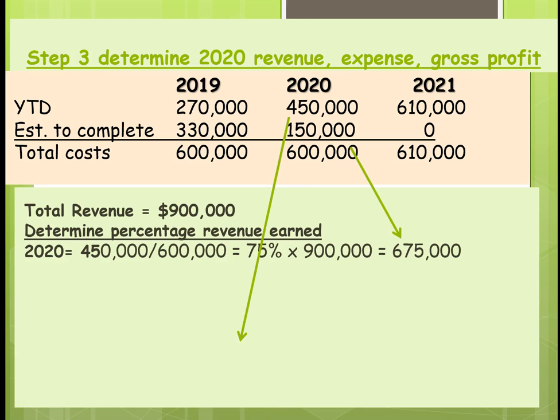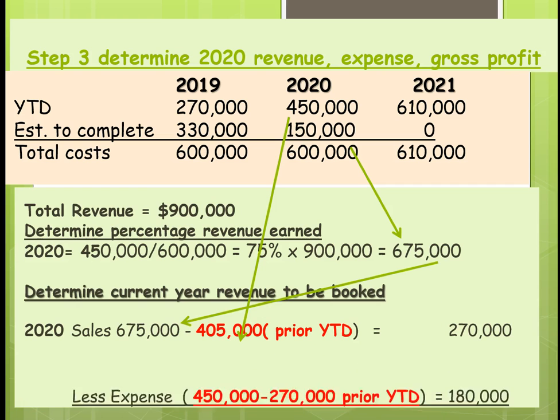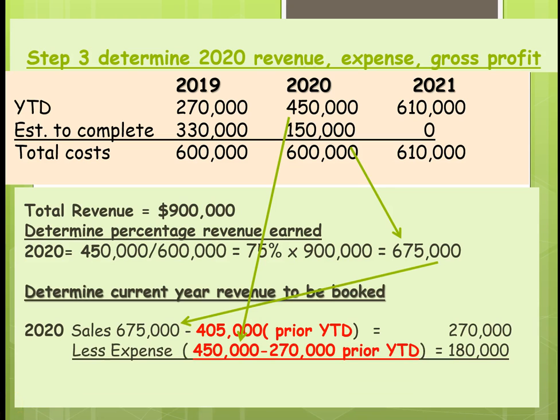What that means is that for the current year, we need to back out any prior year revenue that we have booked. And so for the year, we're going to book $270,000, less expenses, so we're going to have gross profit of $90,000 for the year 2020.